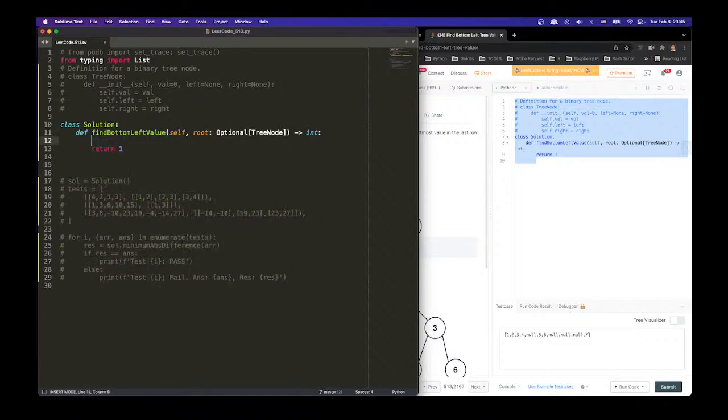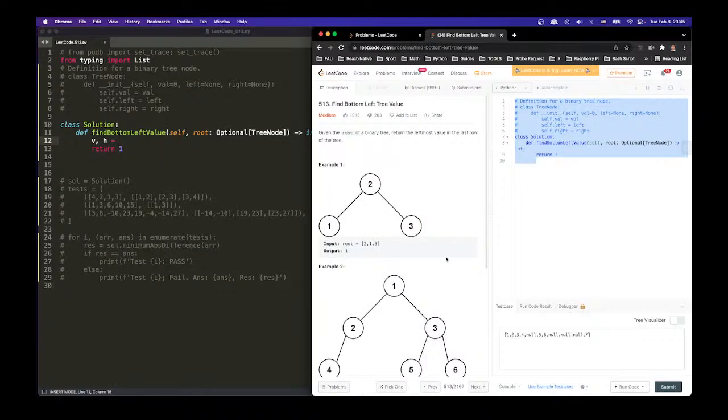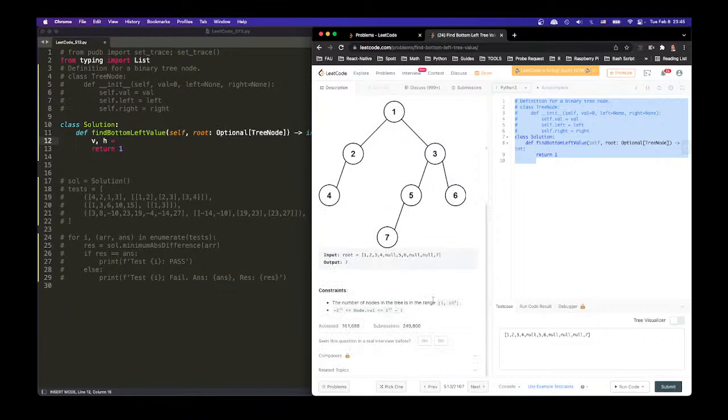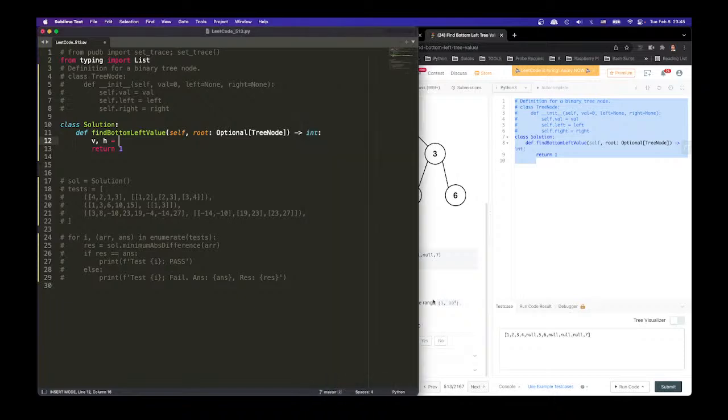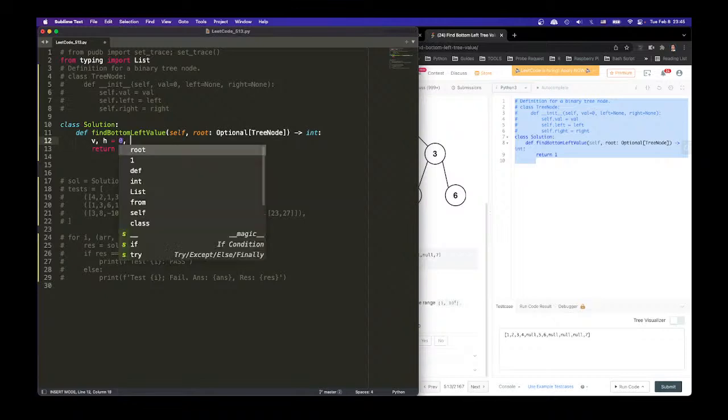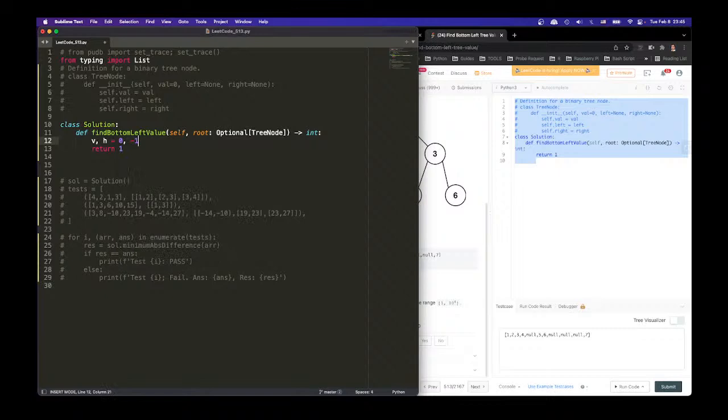So we need to keep track of the level, right? So val and height. V and H, how about that? What's V? That's a value. Doesn't matter. Some values it doesn't contain. I only put a 0. Height, let's put -1. Right.